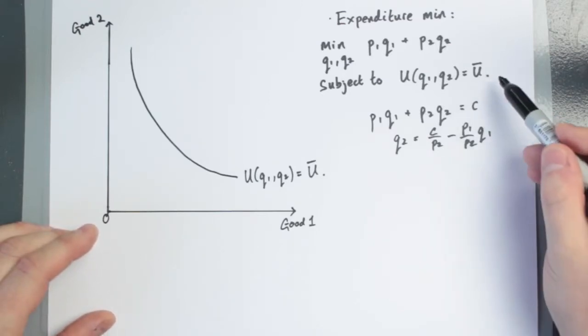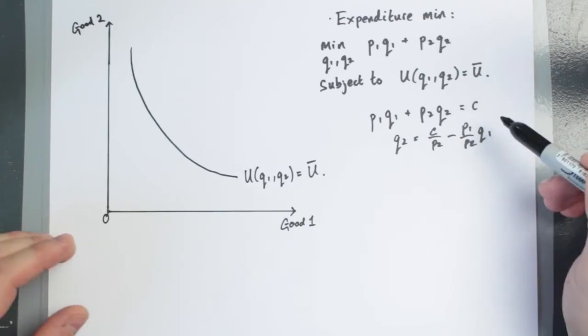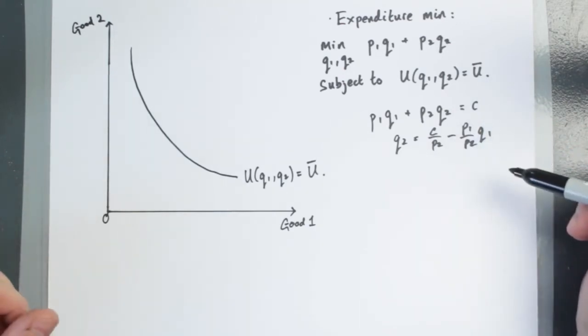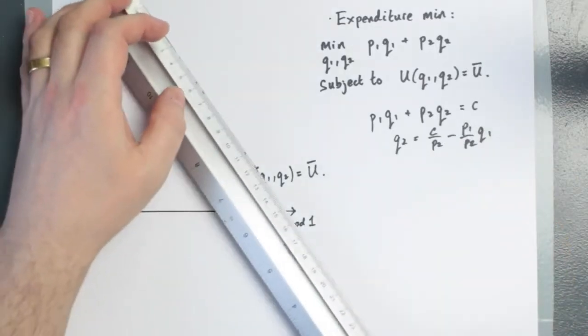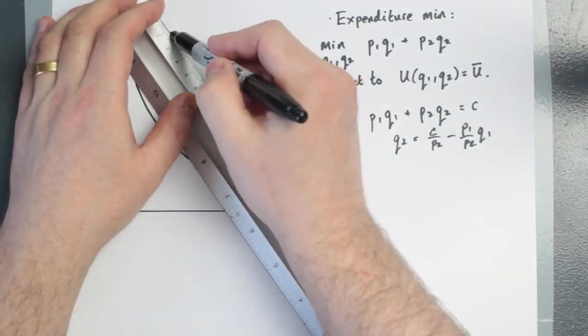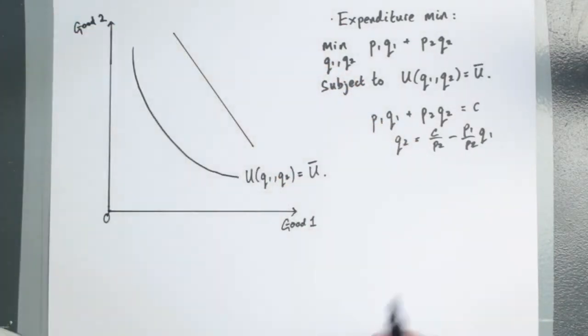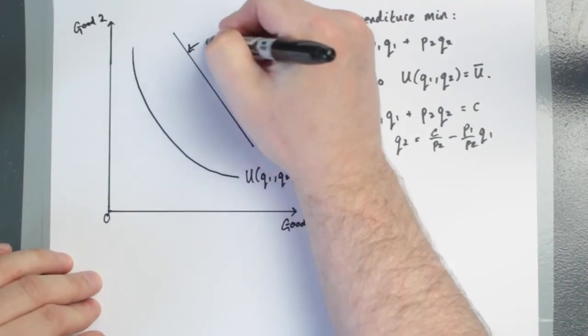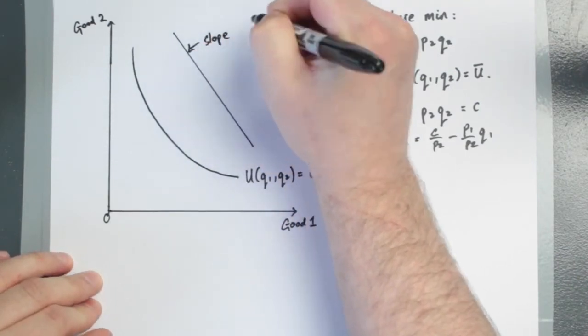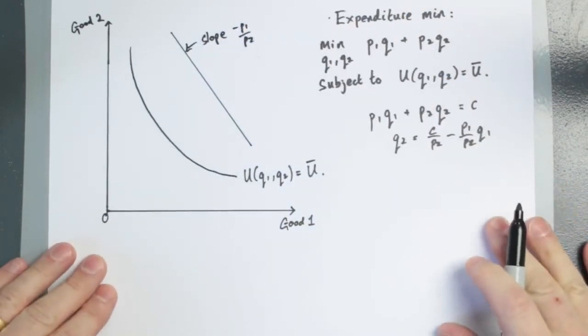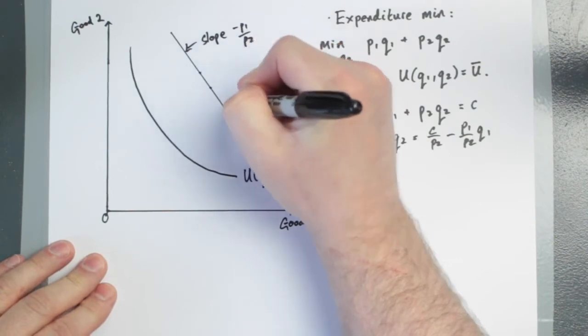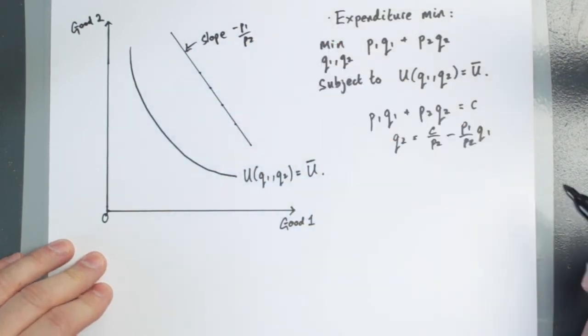We're going to take a target level of utility and ask what level of income we need. Now, if I want to represent these, I know the slope is minus P1 over P2. So for instance, if I draw a straight line like this and say that this has slope minus P1 over P2, then I know that every bundle along this line requires exactly the same level of expenditure.